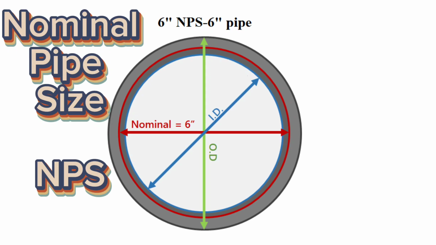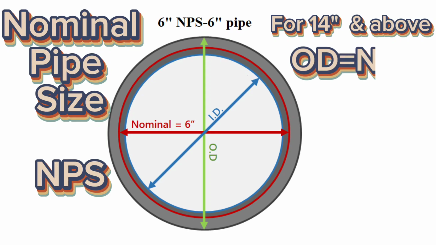For example, this is a 6-inch pipe view. When you say 6-inch pipe, the 6-inch is the nominal size of that pipe. Here, this is the outside diameter, and this is the inside diameter. So, the NPS will be somewhere in between the OD and ID of the pipe. However, for pipe sizes NPS 14 and above, the outside diameter is the same as the NPS.